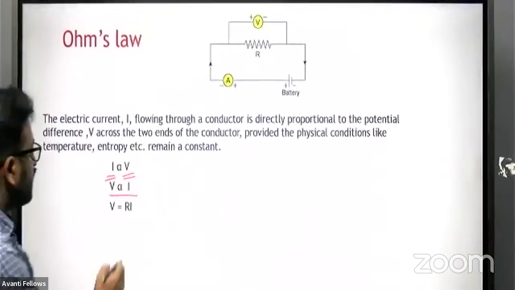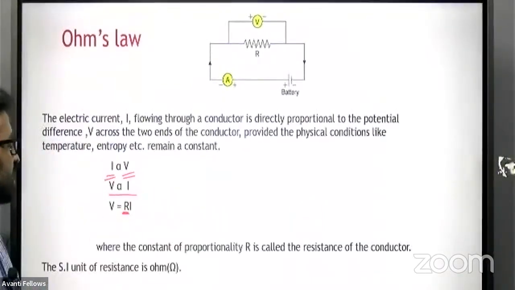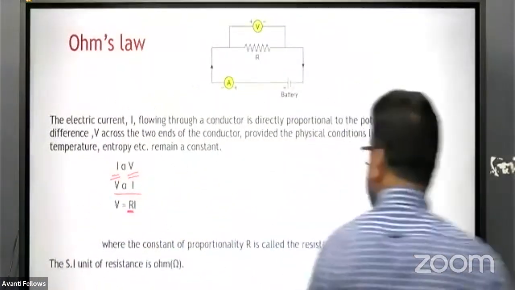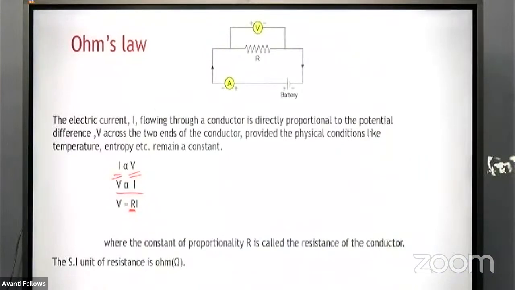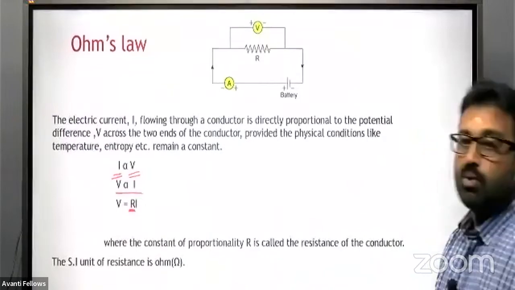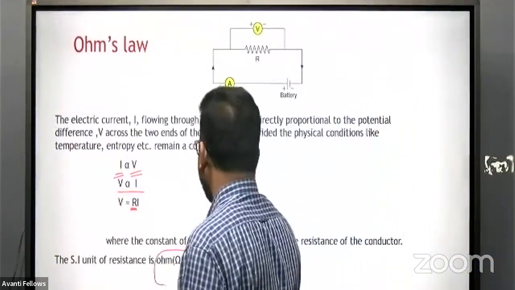Then V can be taken equal to a constant R multiplied by I. The constant of proportionality R is called the resistance of the conductor, and the SI unit of resistance is ohm. The symbol is Ω.